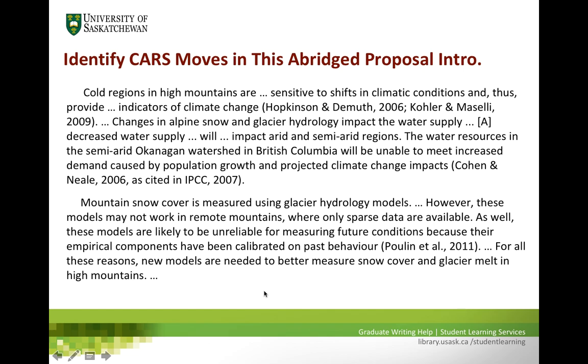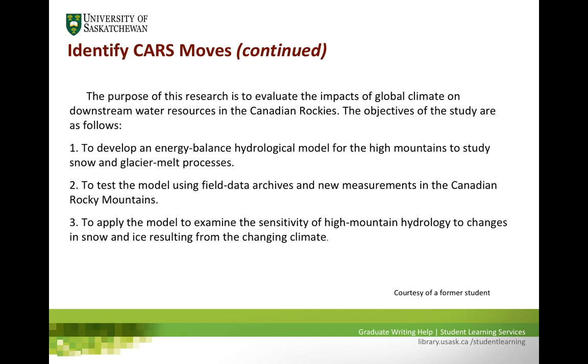I'll just read the rest of the introduction. The purpose of this research is to evaluate the impacts of global climate on downstream water resources in the Canadian Rockies. The objectives of the study are as follows. 1, to develop an energy balance hydrological model for the high mountains to study snow and glacier melt processes. 2, to test the model using field data archives and new measurements in the Canadian Rocky Mountains. And 3, to apply the model to examine the sensitivity of high mountain hydrology to changes in snow and ice resulting from the change in climate.